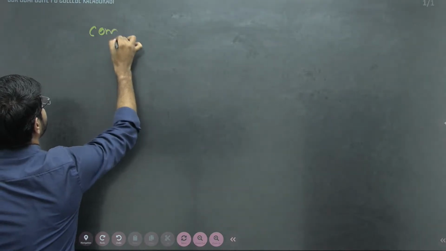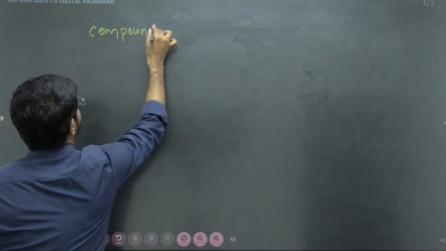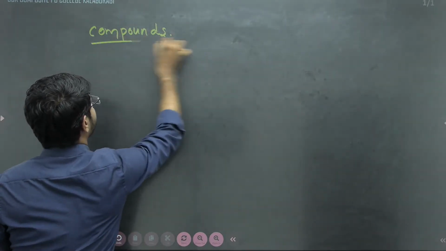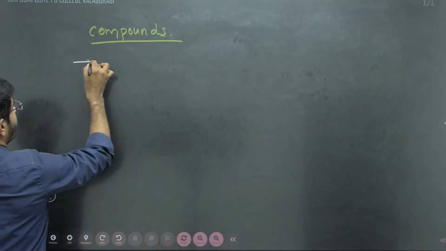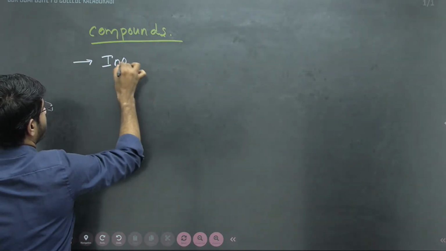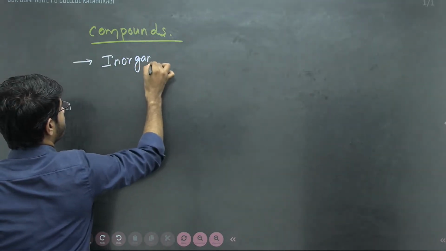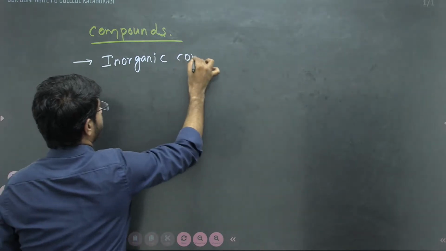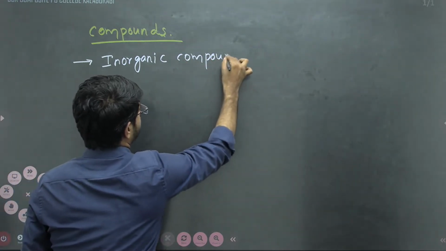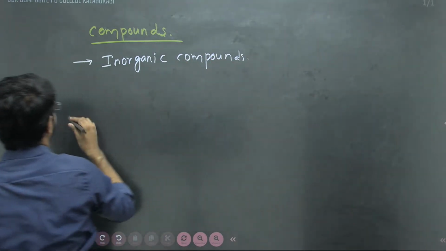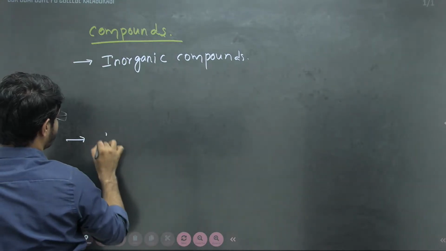Compounds. There are two types of compounds. One is inorganic compounds, and the second one is organic compounds.